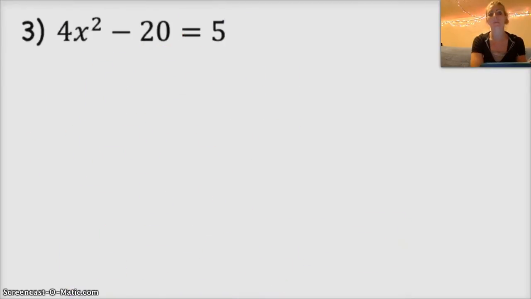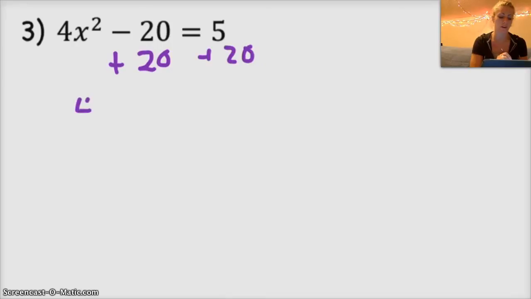Alright, last problem: 4x squared minus 20 equals 5. Now, if you notice, if you add 20 to both sides, you end up with 4x squared equals 25.